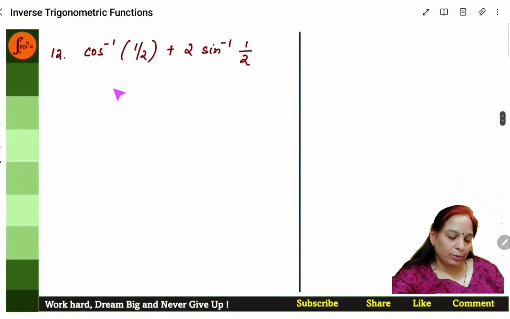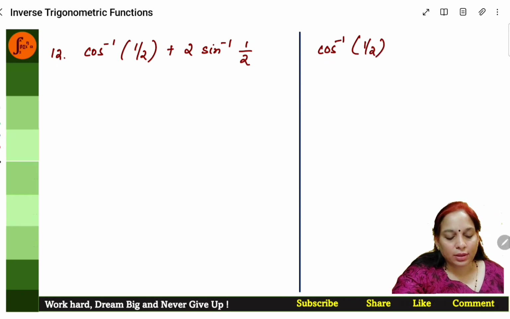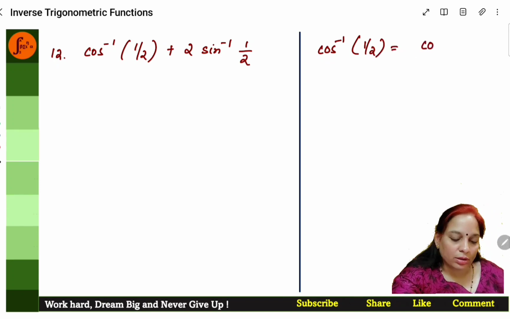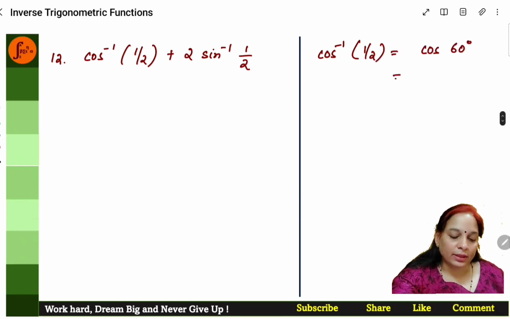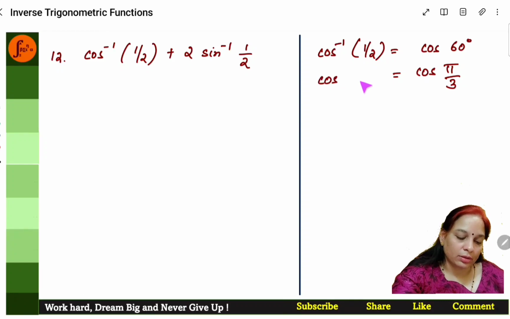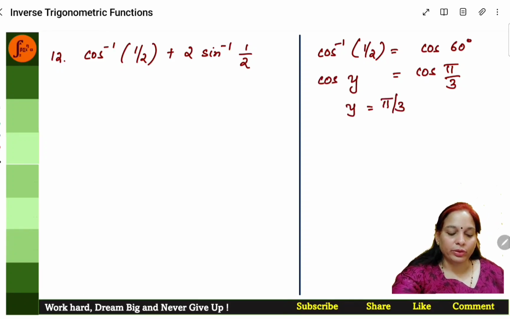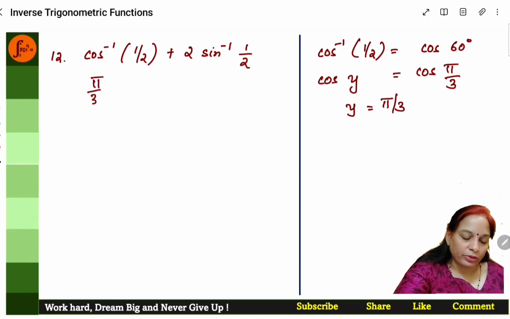Now let's solve the 12th problem. Again, cos inverse of half. Cos inverse of half is going to be cos 60 degree. That is cos pi by 3. Cos pi by 3 is cos y. Therefore, y is pi by 3. So I'll write pi by 3.